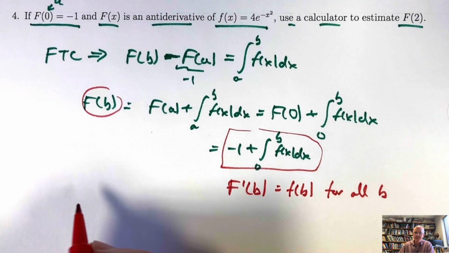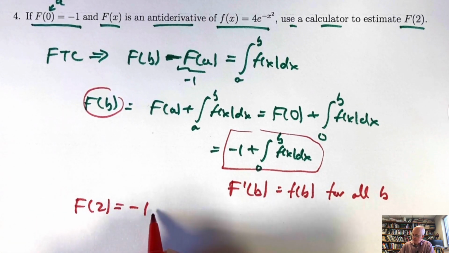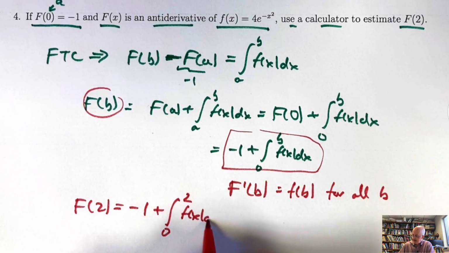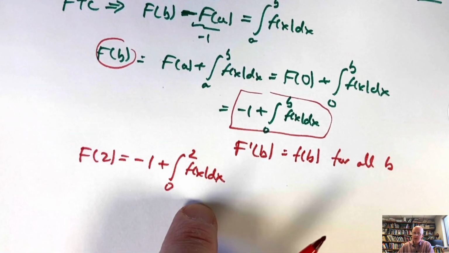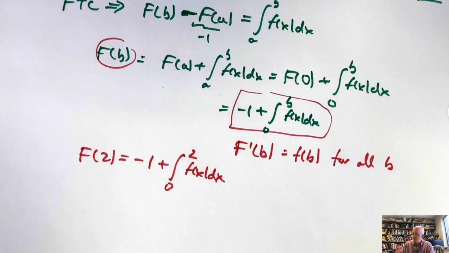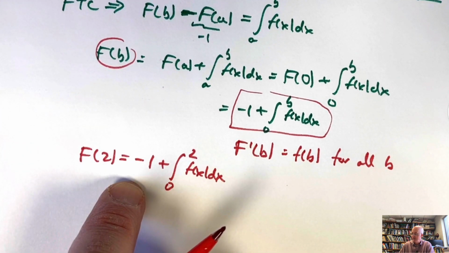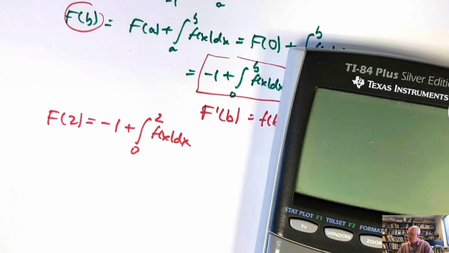Now let's go ahead and take b to be 2. Capital F of 2 is -1 plus the integral from 0 to 2 of little f of x dx. Now is where we use the calculator to approximate that integral. The integral represents the change in capital F as x increases from 0 to 2. Whatever that integral is, it gets added to the starting value of capital F at 0, which is -1, to get the final answer for capital F of 2.